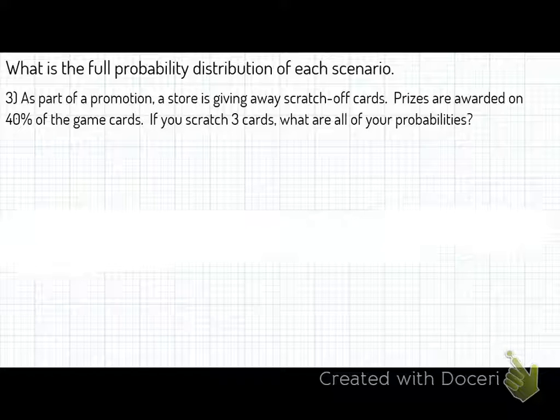Okay? So another example is like a business. They might have a promotion. Okay? So here's an example, number 3. As part of a promotion, a store is giving away scratch-off cards. Okay? So let's just say you go to like Tilly's or something. Tilly's is like, here's some scratch-off cards.